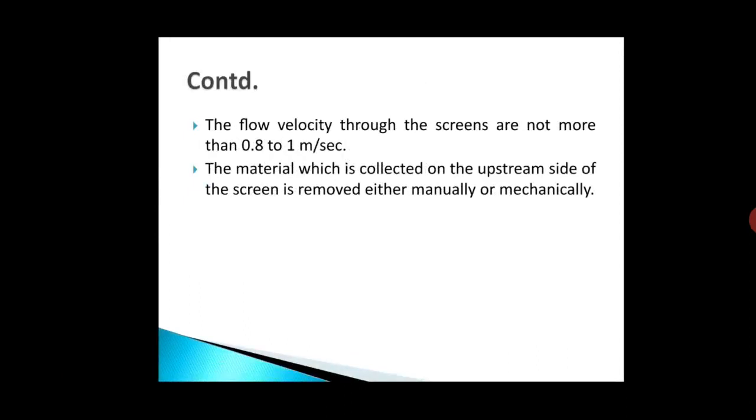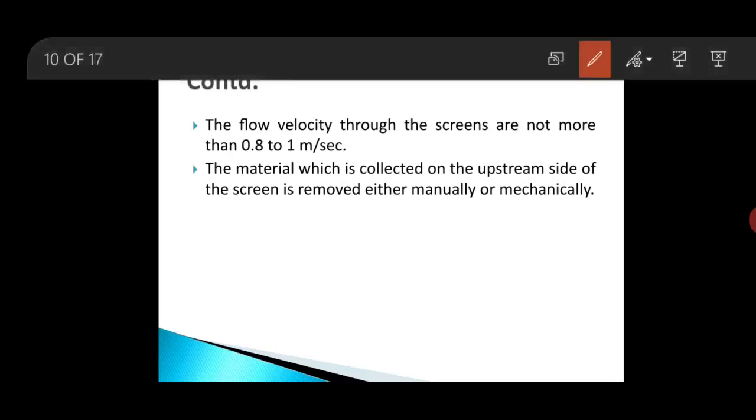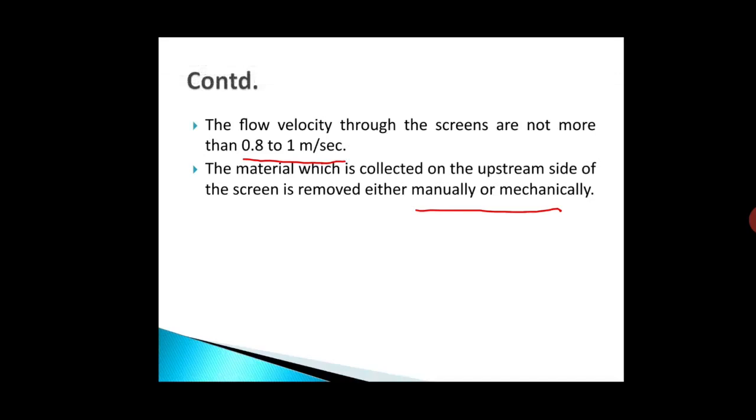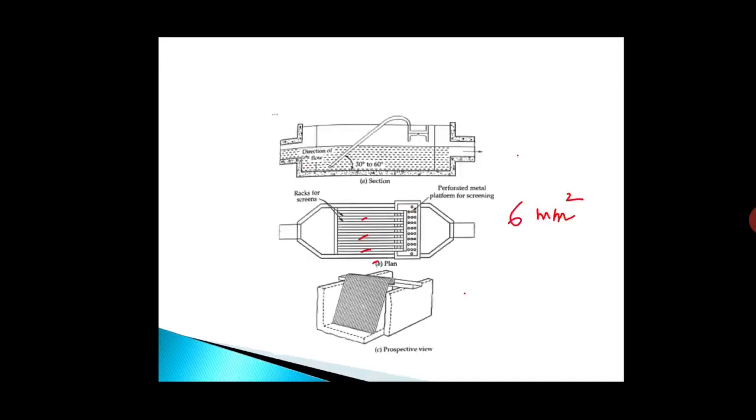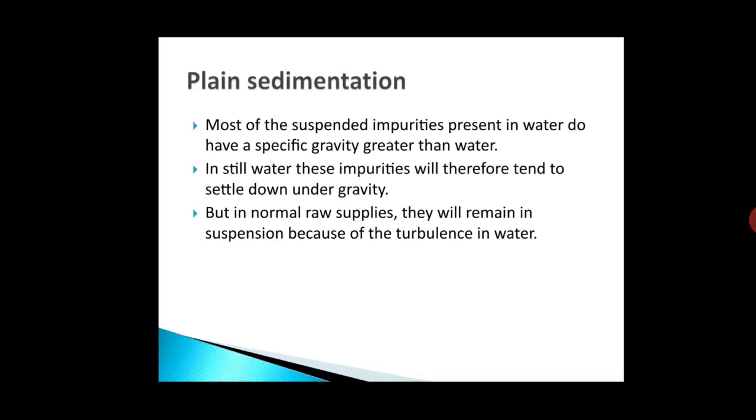While designing the screens, clear openings should have sufficient total area so that the velocity through them is not more than 0.8 to 1 meter per second. Then the material which is collected on the upstream side of the screen is removed manually or mechanically. So this is all about screening. Then the next process is plain sedimentation.